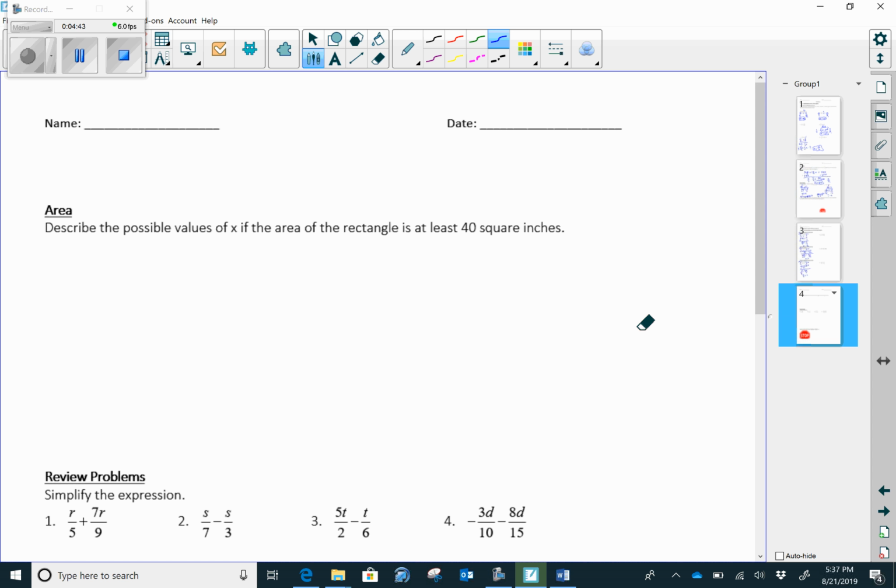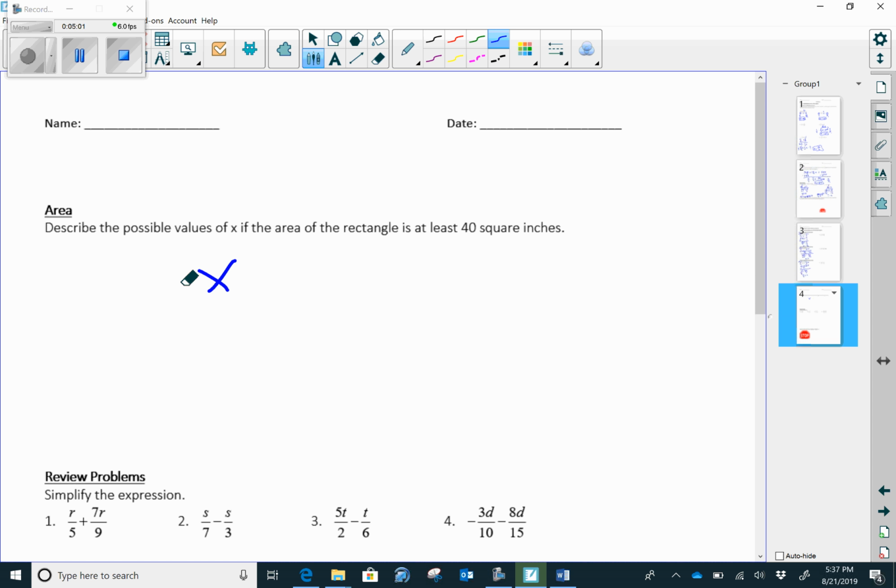Here's a word problem. It says area. Describe the possible values of x if the area of a rectangle is at least 40 square inches. So I'm just describing. So we're looking at x. So x is at least.